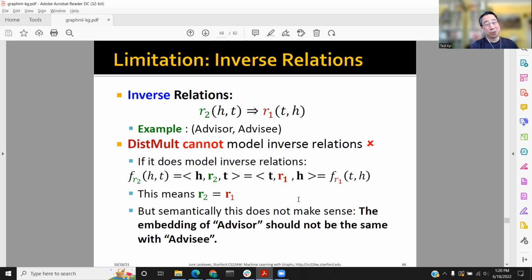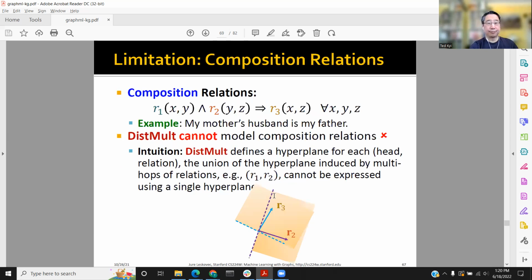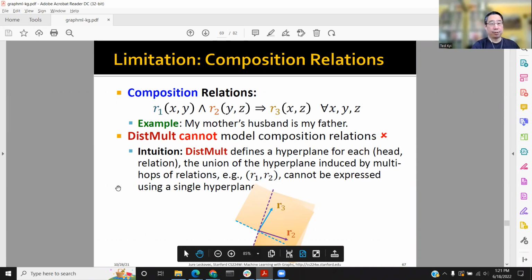Inverse relationships are a similar problem. So advisor, advisee, you run into a problem because again, the dot products are symmetric. And then finally, the composition, the transitive one. My mother's husband is my father. That doesn't naturally extend. If you think of a relationship as defining a hyperplane that cuts the positive and the negative examples, you can't really compose hyperplanes. So you're going to have a problem with this one. You're not going to be able to do composition.